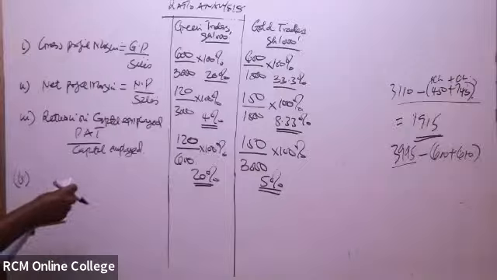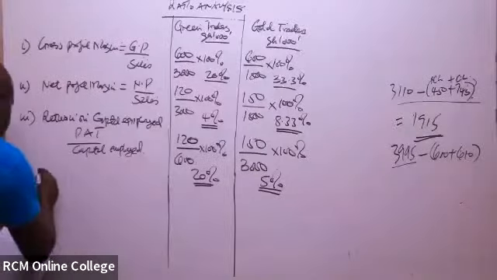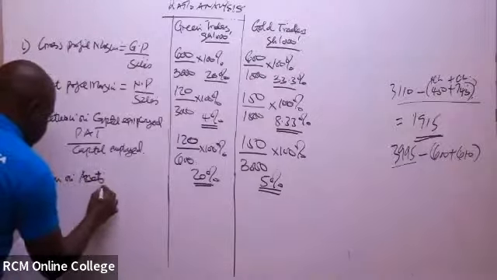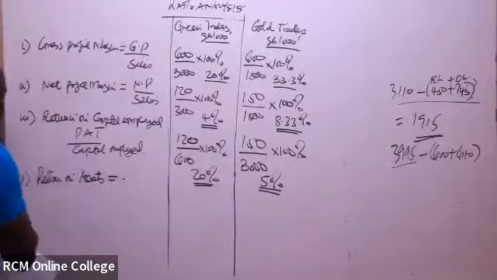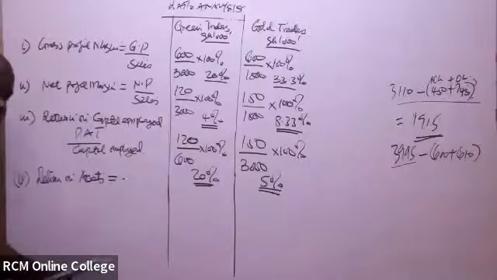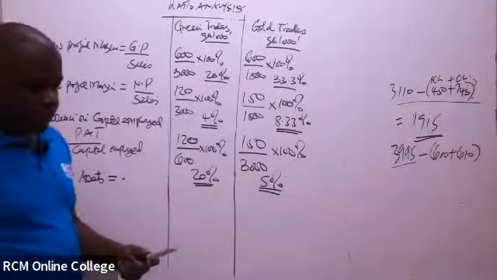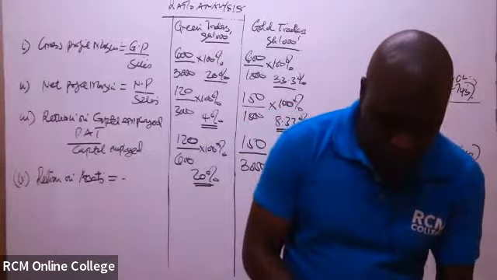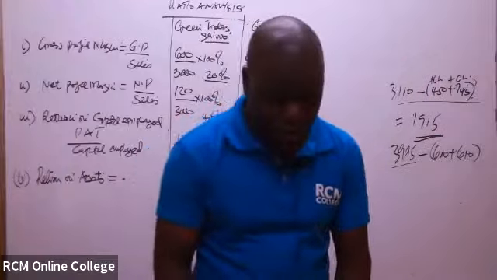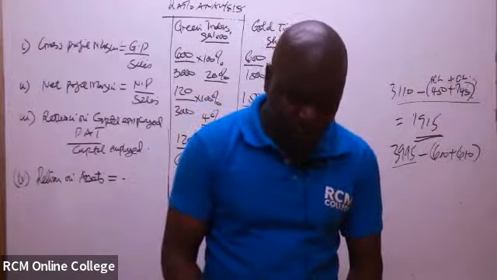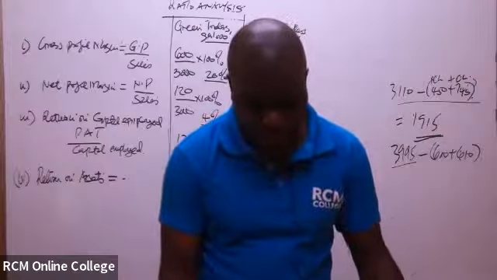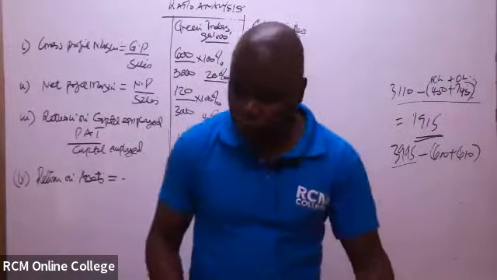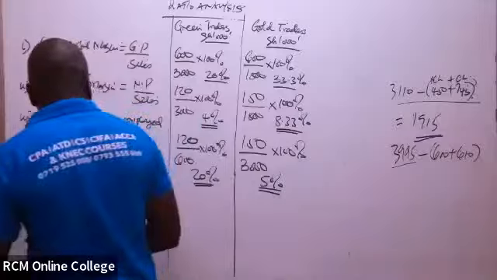Then the next one is return on assets. What is the formula for return on assets? Get the formula, Mudoni. Remember the other one is return on capital employed. But now in this case, we are looking at what? Return on assets. So it is earnings after tax over the total assets.